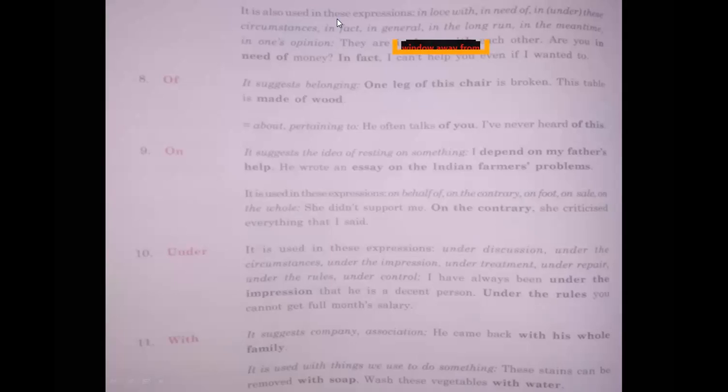Now, next is with. It suggests company, association. He came back with his whole family. It is used with things we use to do something. These stains can be removed with soap. Wash these vegetables with water. So this is all what we need to understand. With is used here.